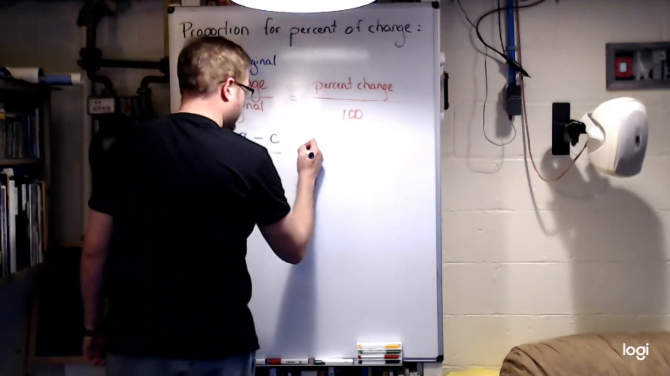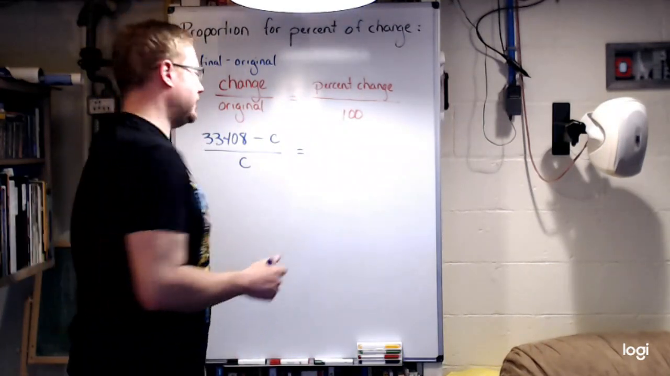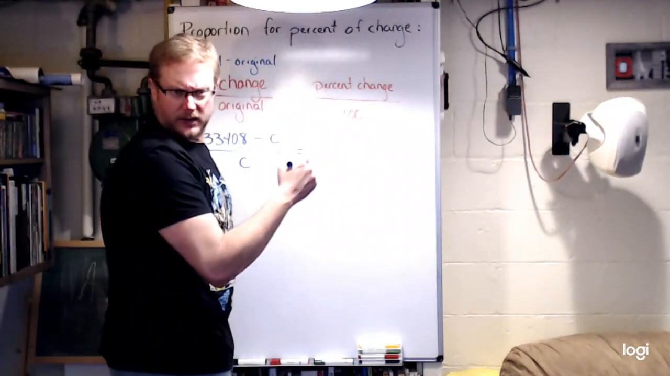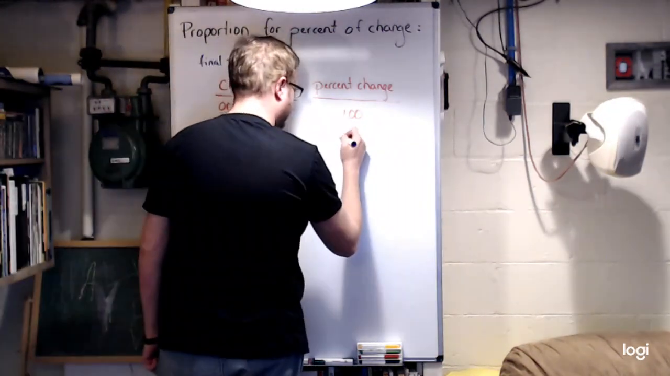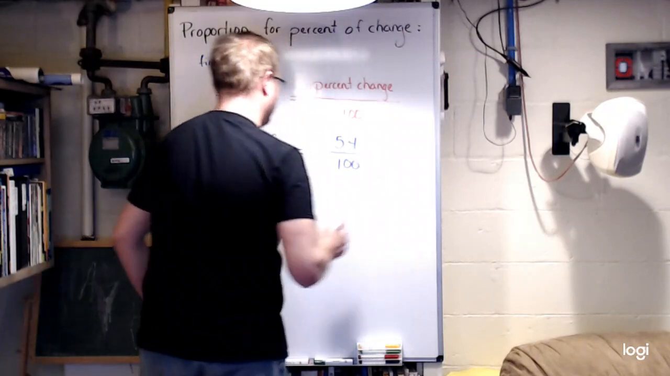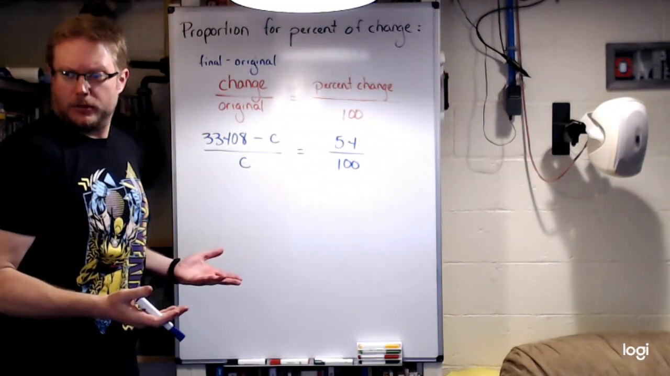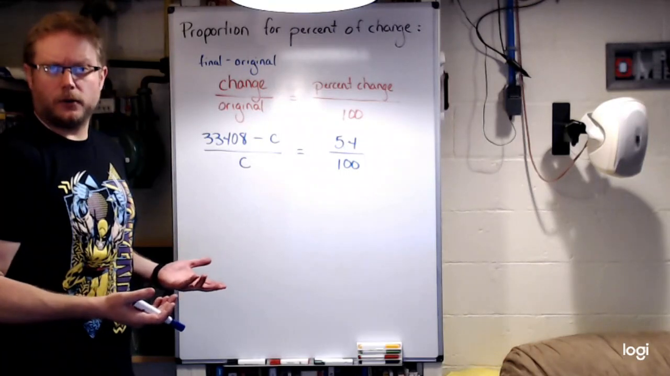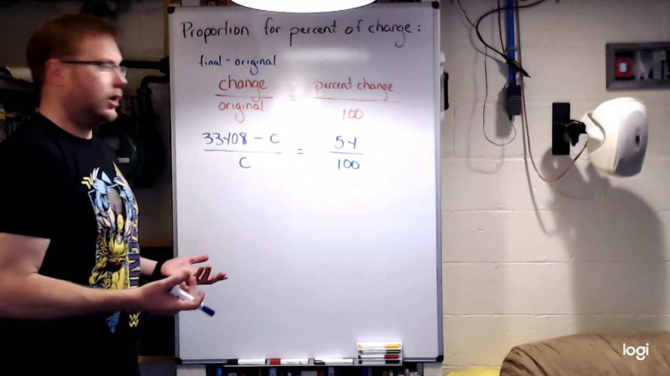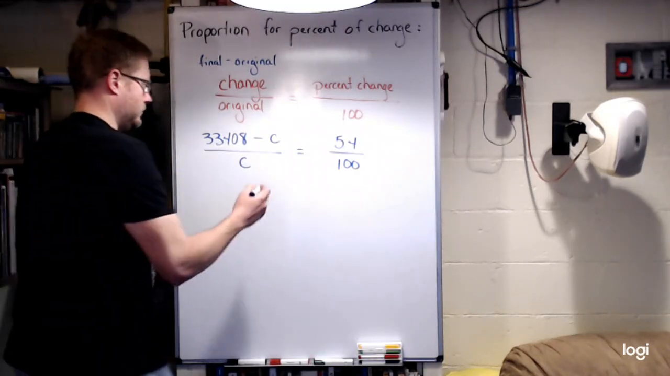Equals the percent of change, it says was 5.4%. And it said was an increase. Of course it was an increase. What universities decrease in their costs? I don't see it. There's our proportion, right? 33,408 minus C over C equals 5.4 over 100.